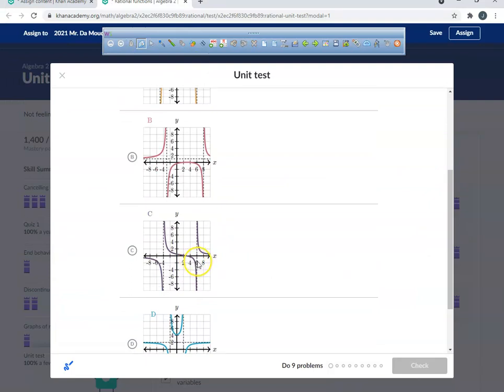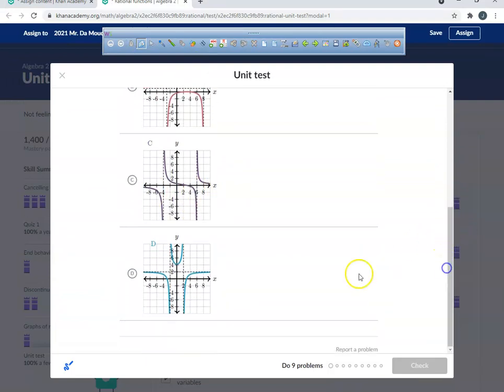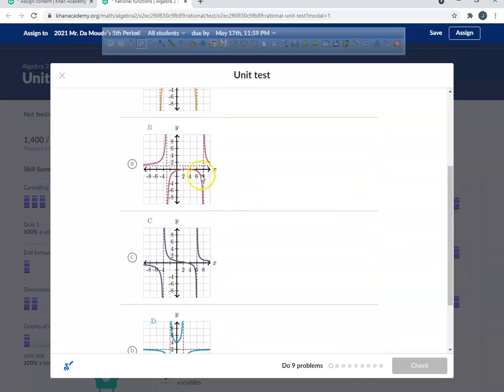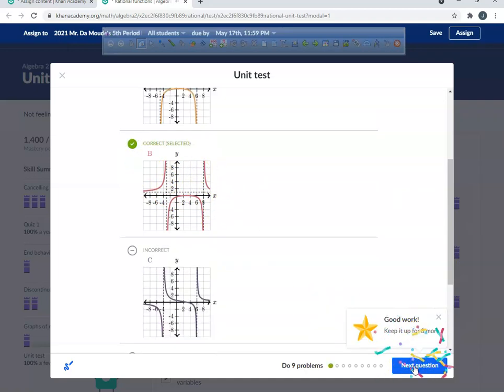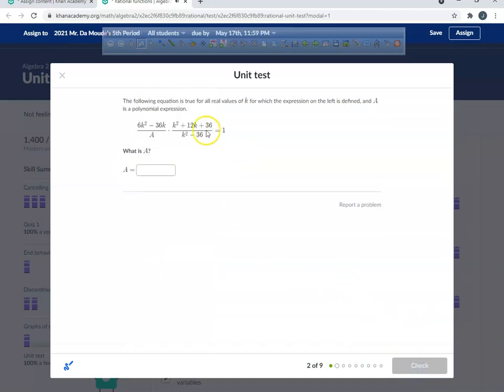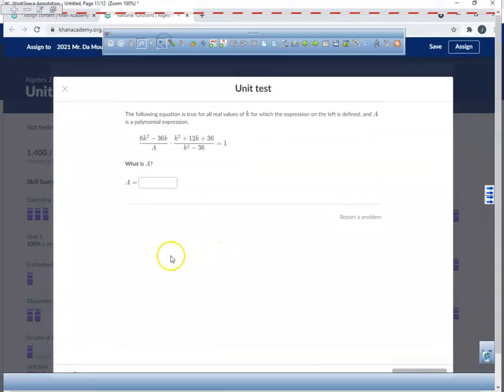That's a 6. Nope. That's a 2, right? So what are we looking for? Right there, 8 and negative 3. There's an asymptote, there's an asymptote. Choosing B. All right, guys, next one. Here we go.